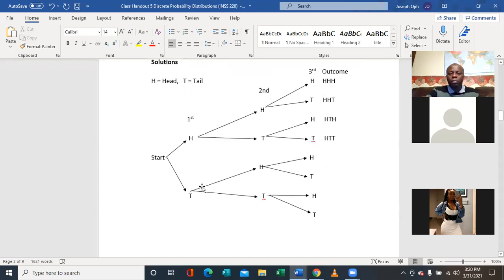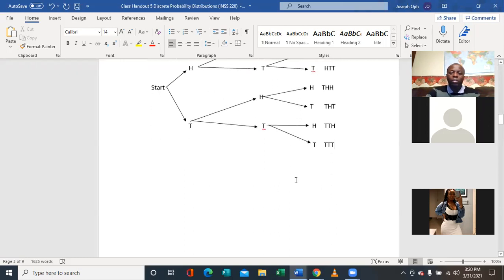So you follow the same process for this part. Tail, head, head. Tail, head, tail. Tail, tail, head. And it can be all three coins showing tails. Tail, tail, tail. Okay. So how many outcomes do we have? 1, 2, 3, 4, 5, 6, 7, 8. Eight outcomes. Eight possible outcomes. So with this, we can represent the graph.